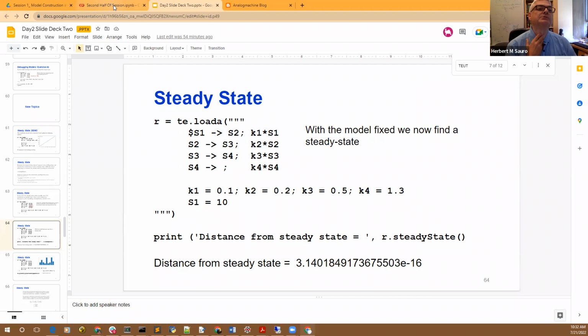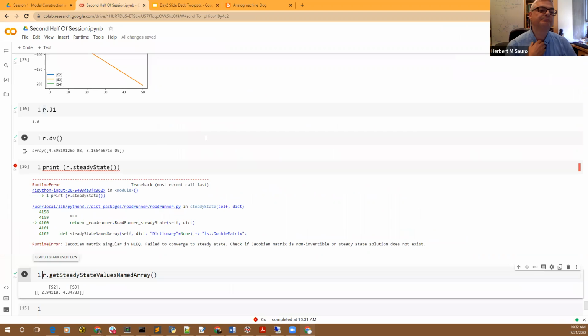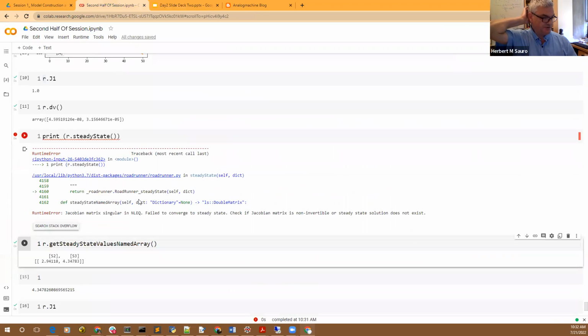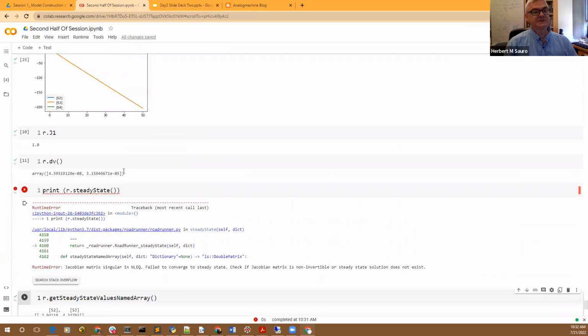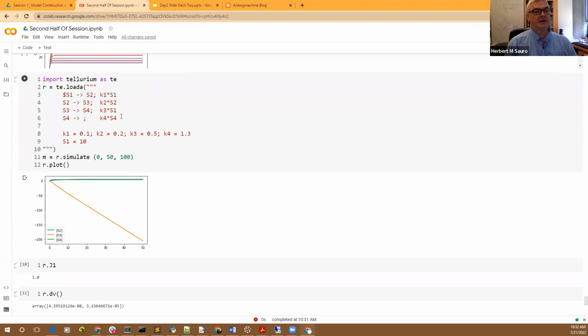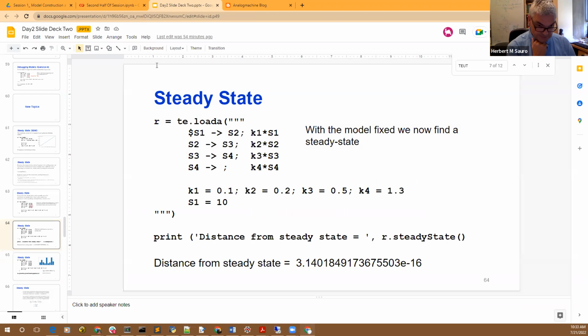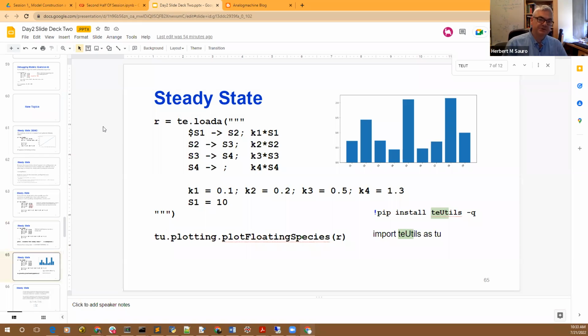Okay, so what can we do with this then? Hold on, let me go back to the slides rather than go off message. Okay, so that's basically the steady state. I use it a lot, often doing steady state calculations.